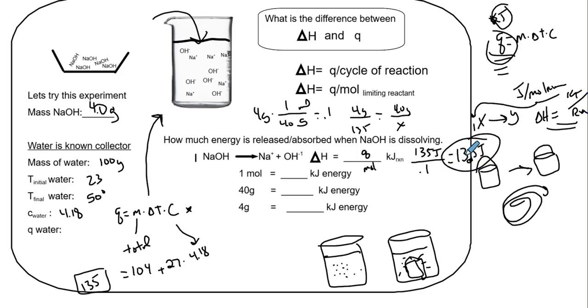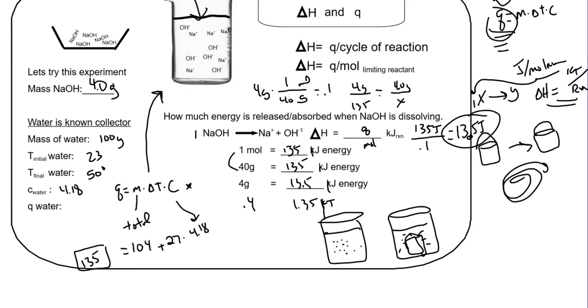All right. So, answer the question based off our data here. 1 mole would give me how much? Well, it would be 135. How much would 40 grams? 40, this is 1 mole. So that's 135. 4 grams is 13.5. 0.4 grams, 1.35 kilojoule. And actually, I believe we are in joules, not kilojoules. So keep that in mind.